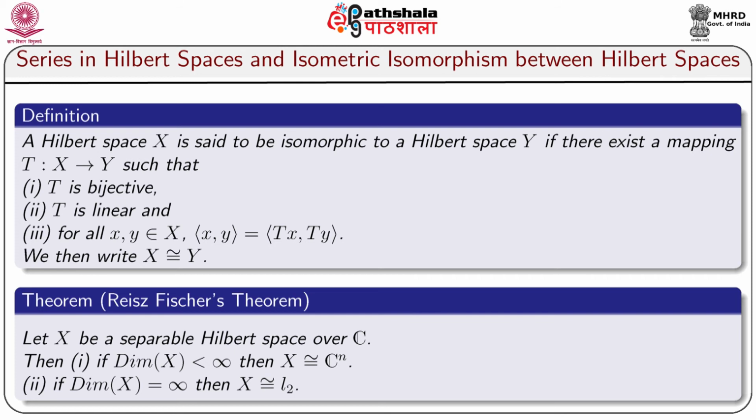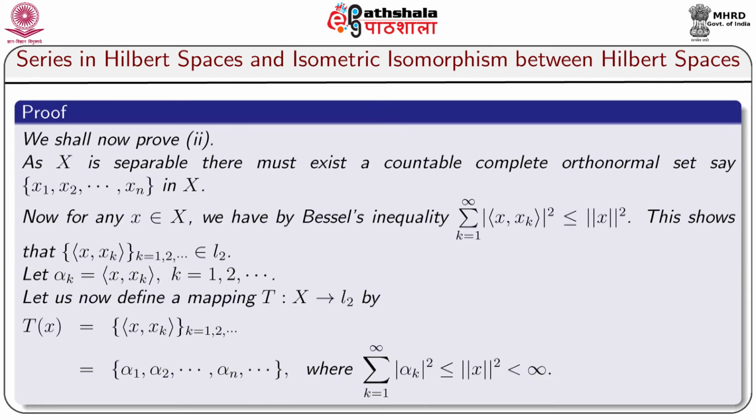If the dimension of X is infinity, then X is isomorphic to small l2. We shall now prove 2. As capital X is separable, there must exist a countable complete orthonormal set, say the collection of elements x1, x2, ..., xn, ... in capital X.